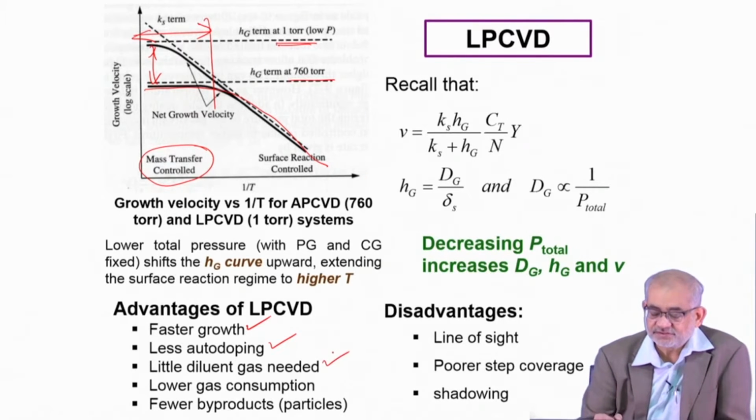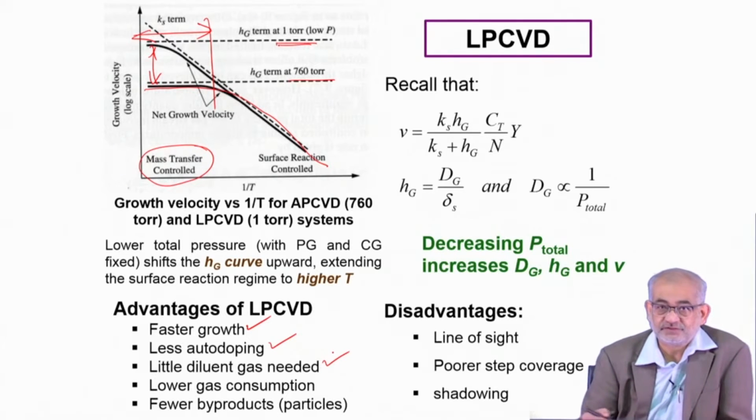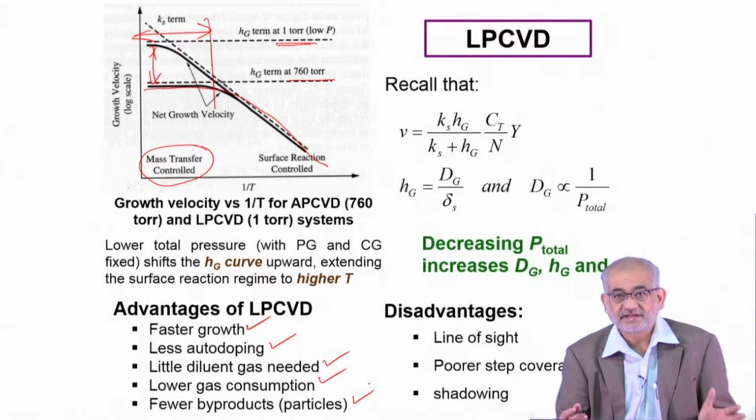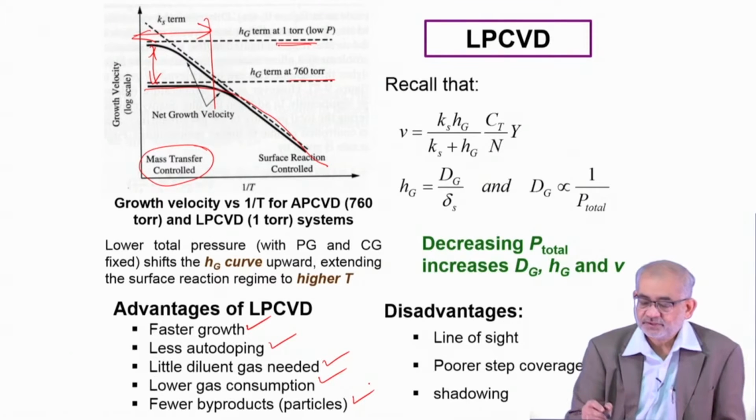The dilutant gas or the carrier gas requirement is low because already we are doing it at very low pressure. So scattering or resistance from within the atmosphere within the chamber is less. The gas consumption is relatively low, and the byproducts also are low, just because the gas pressure is low, so obviously the reactant concentration is low.